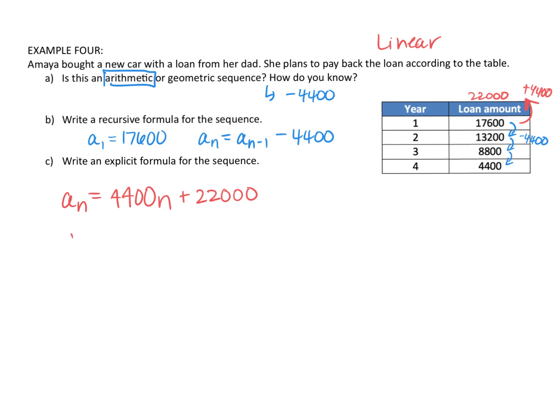Now, if you wrote it the other way, I could say here's a sub n. My first term is 17,600 plus the common difference, negative 4,400, times n minus 1. And if you work that out, these two things are going to equal the same thing. So I would take either of those answers.